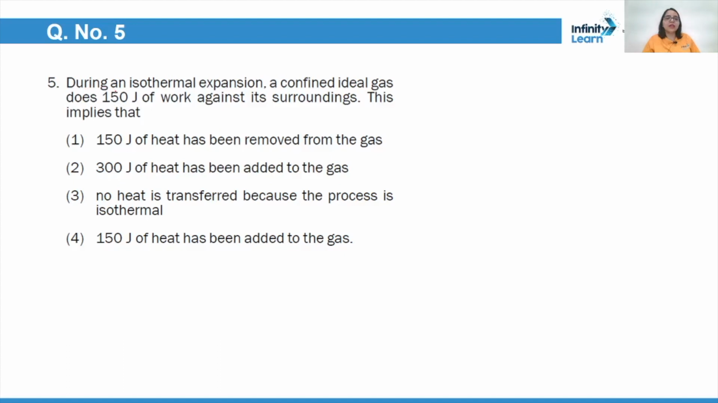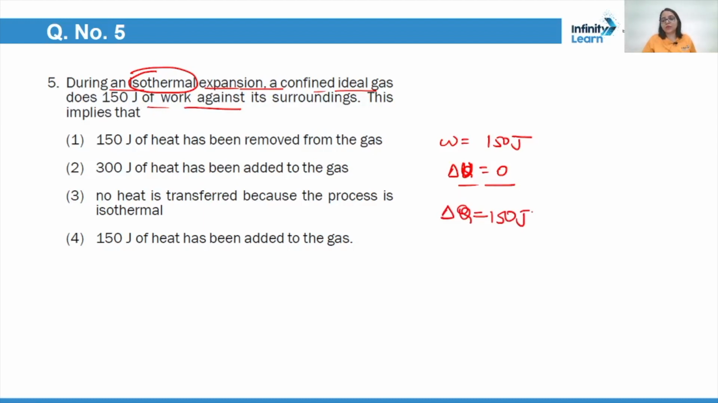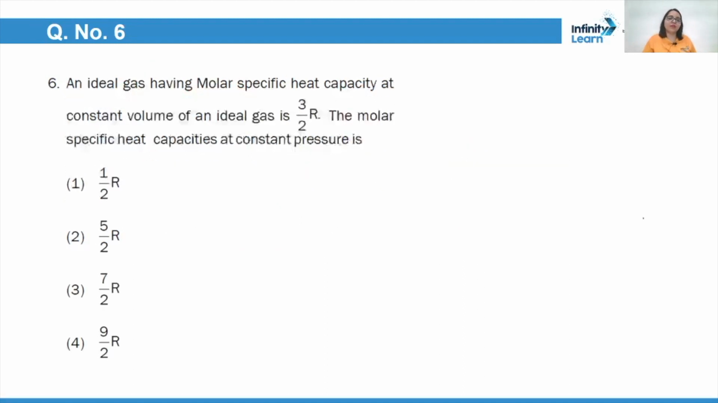Question number 5. During an isothermal expansion, a confined ideal gas does 150 joules of work against surroundings. So work is positive and this is isothermal expansion. That means delta U, change in internal energy, is 0. So delta Q, that is heat provided, is equal to complete work done, right? So over here it is positive. That means heat is being given to the system or to the gas. So correct answer is option 4.